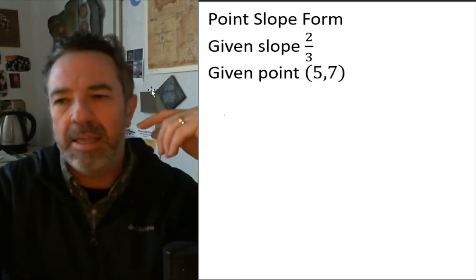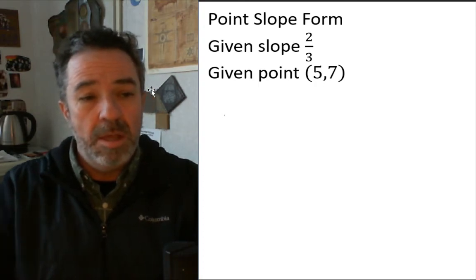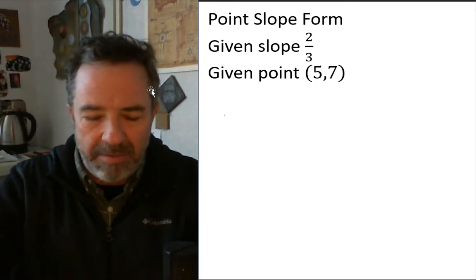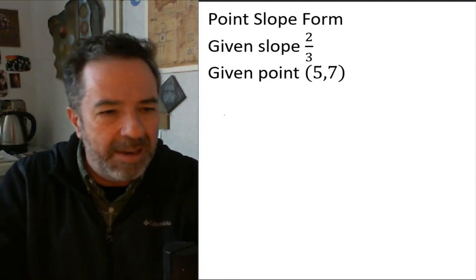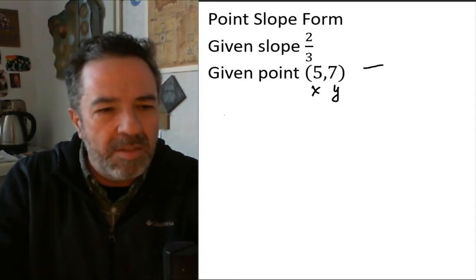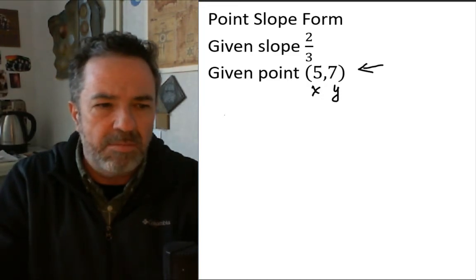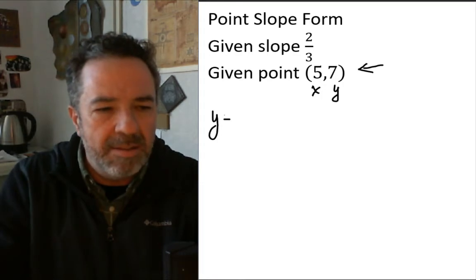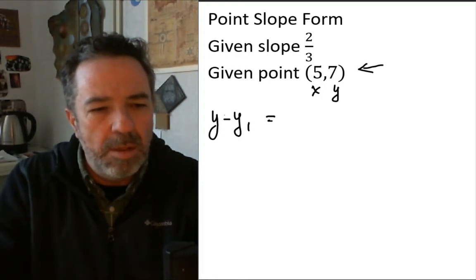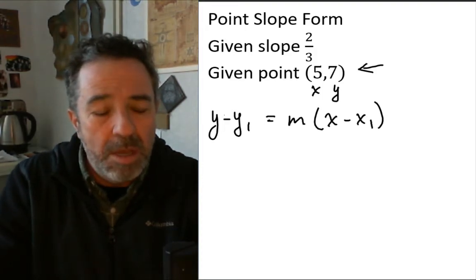So let's say that I give you an equation where you have this slope of 2/3 and you have the point of 5,7. Remember, when I give you a point that contains both an x value and a y value, these are the x and y values that we know. So for reference, I'm going to write this down because I'm trying to practice it. It's y minus the y value that I know equals my slope number times the quantity of x minus the x value that I know.